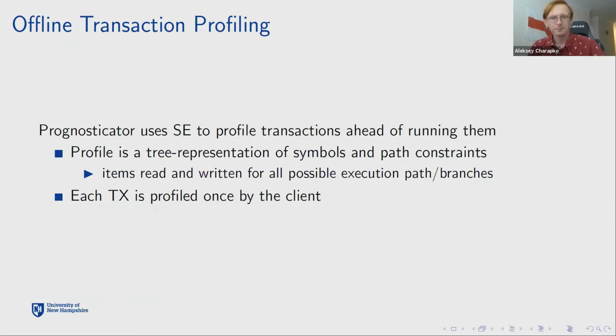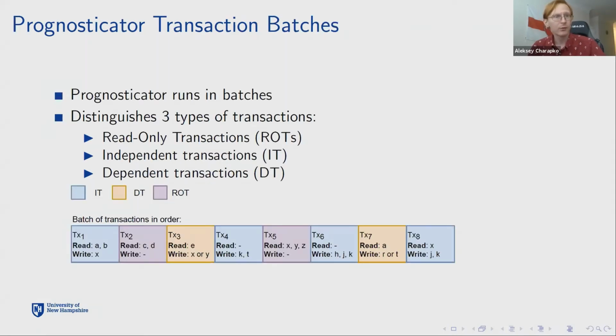Okay, so how does Prognosticator actually run transactions? Well, to start with, it runs the transactions in batches, and this is very important. The entire protocol will not work without a batch system. And it distinguishes 3 types of transactions. There are read-only transactions, which don't modify the state of the system.